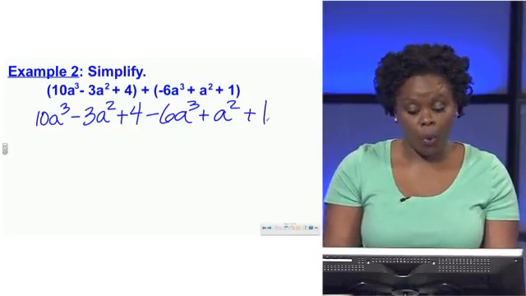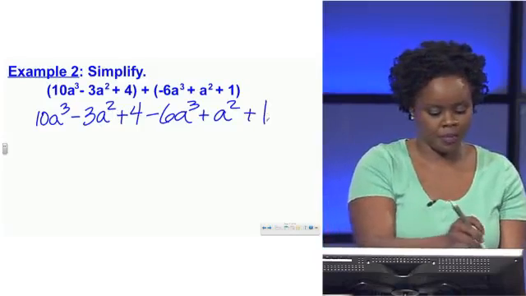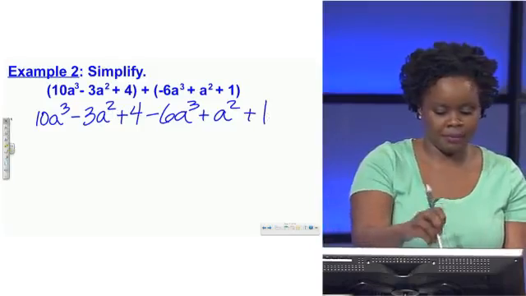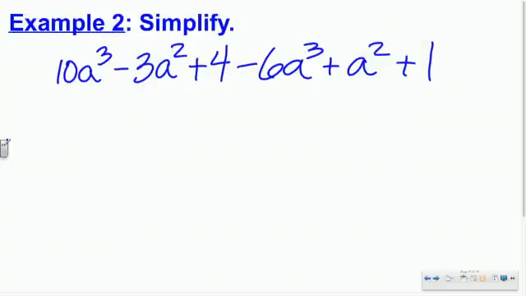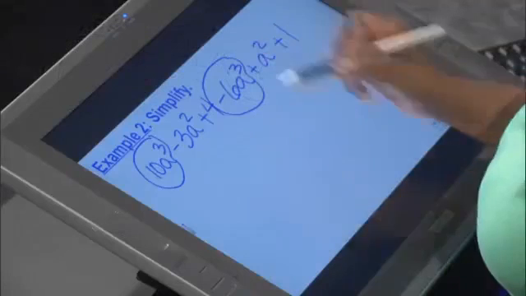So now we're at the point where we can combine like terms. So I'm going to give us a little more room up here. Let's get rid of our problem. And let's bring this up. We can get some space to work. Alrighty. So now look for your like terms you can combine. So essentially you're looking for the same variable raised to the same power to identify your like terms. I see I have this 10a cubed and I have this negative 6a cubed. So I can combine this one and this one.